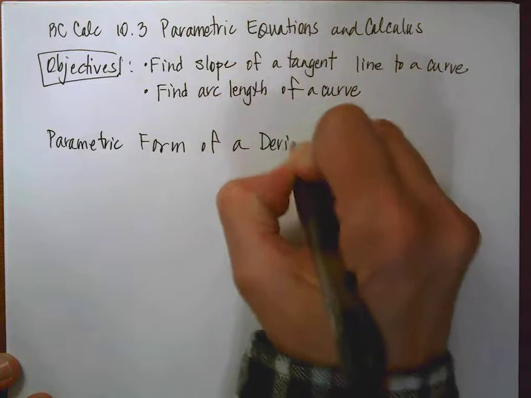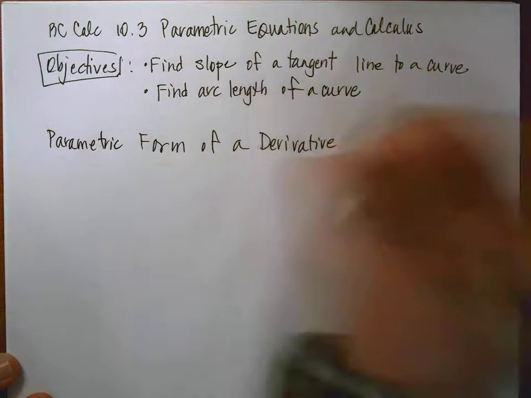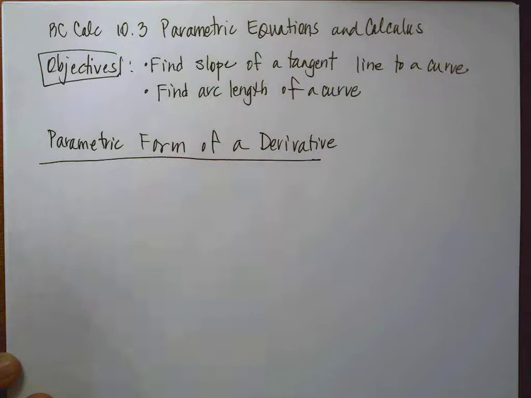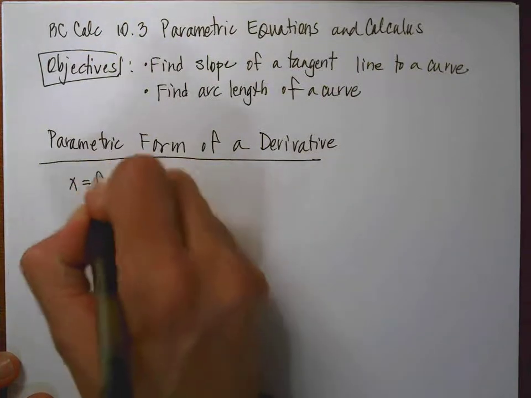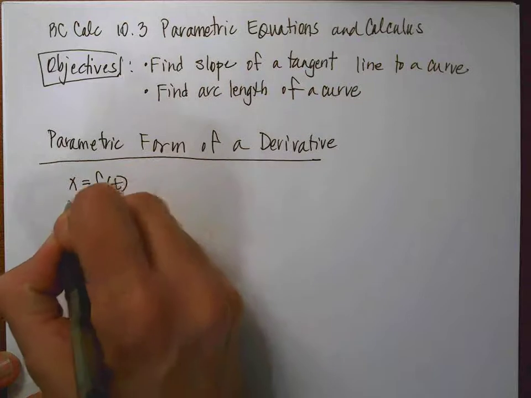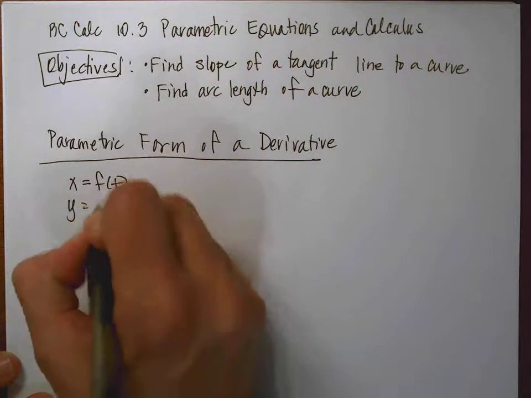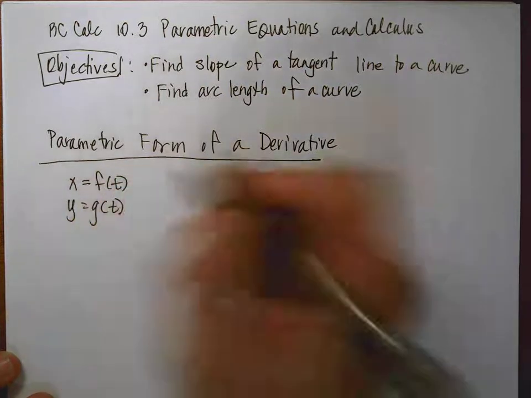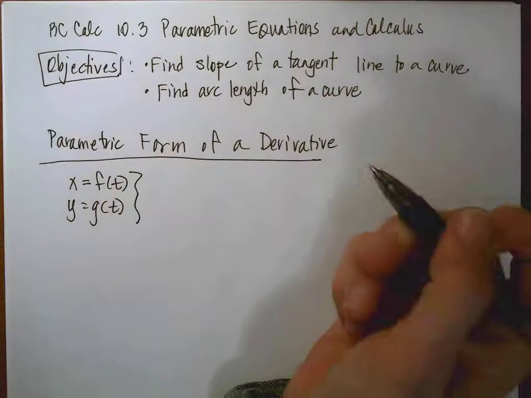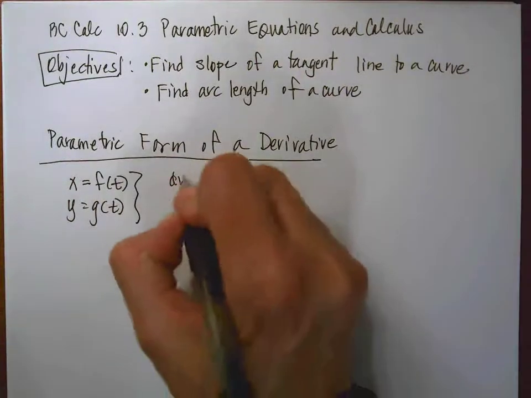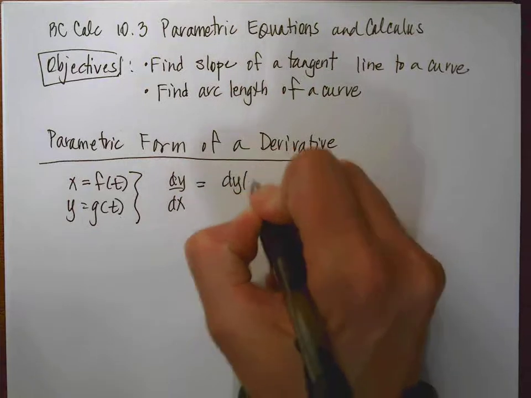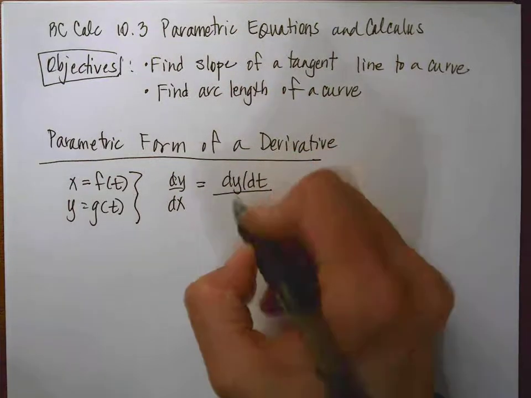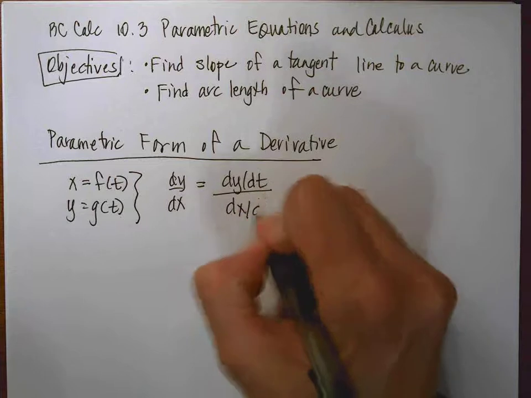So we've talked about derivatives in all types of forms before, so now we're going to talk about it in terms of parametric. So if I have a parametric set of equations, x is equal to f of t and y is equal to g of t, and I want to take the derivative, so dy/dx is going to equal dy/dt over dx/dt.